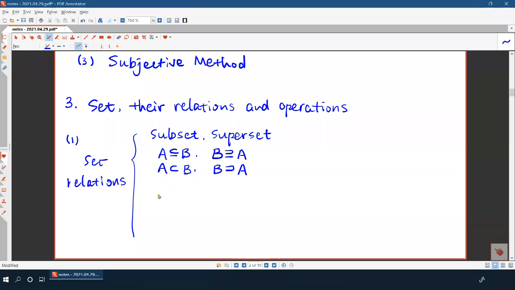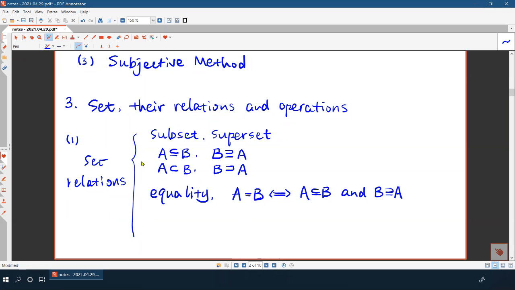Second, we have learned a relationship called equality. So equality means A equals B, which is equivalent to A is a subset of B and B is a subset of A.